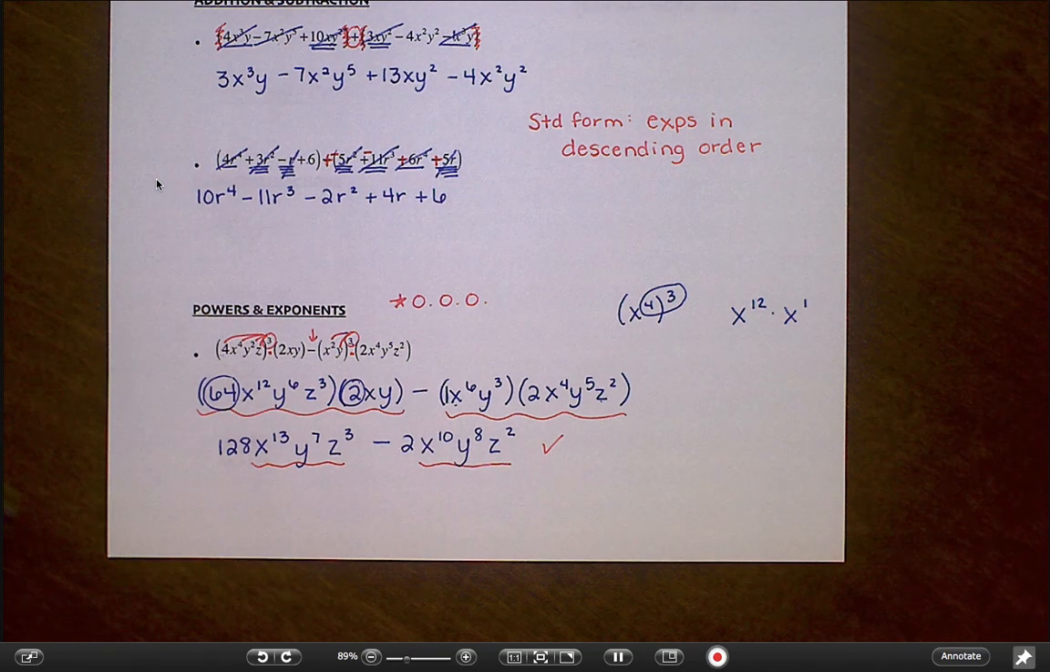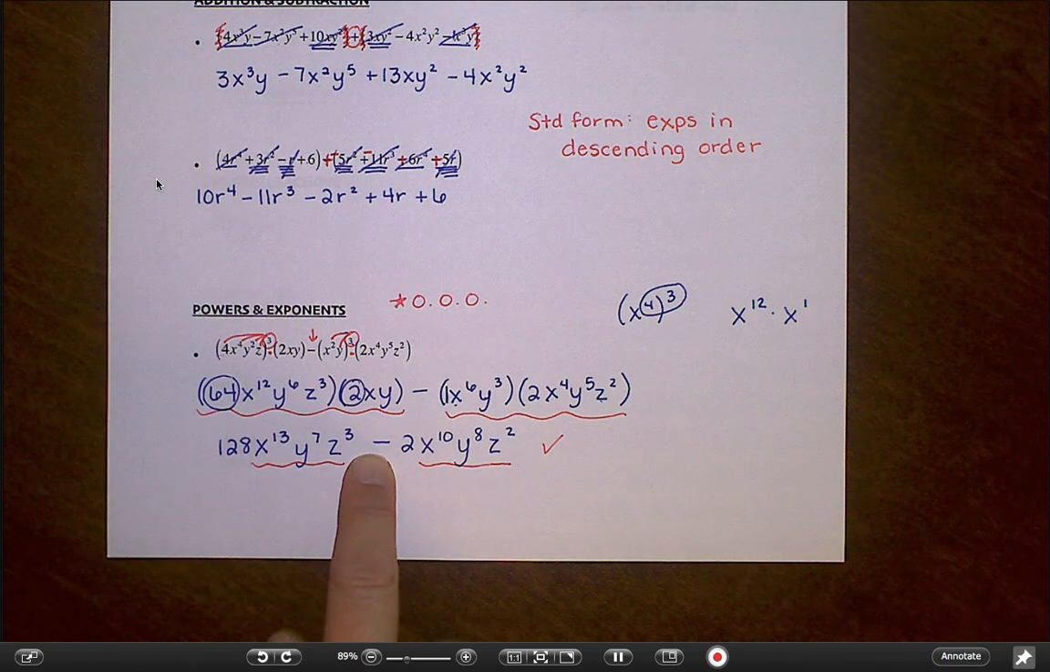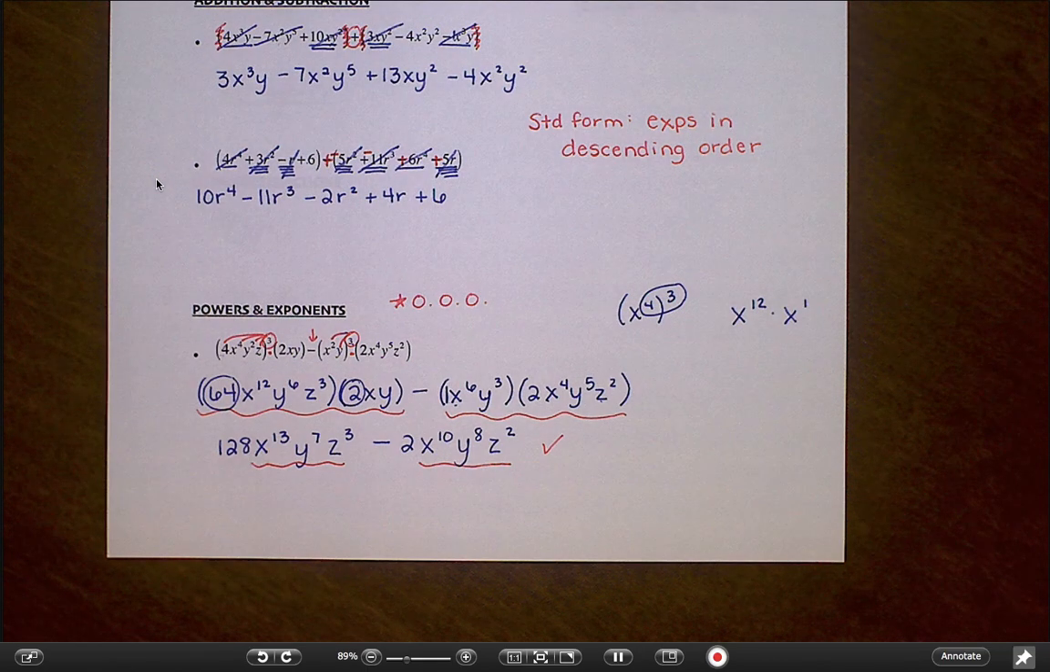Now, if I happen to give you a problem where the variables worked out to be exactly the same in both terms here, you could go ahead and do that subtraction. And I do think that shows up on your homework once or twice. So just be careful for that. But I can't go any farther in this one because my variables don't match.